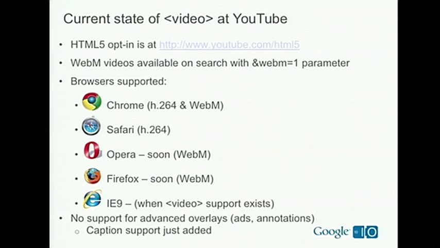We don't currently support certain advanced overlays like ads and annotations, which are implemented in Flash on our site. We will be working on support for those as time goes on. We did just add caption support this week. So right now it's actually only the default caption track. We still need to implement the menu and selection and all that fun stuff, but it should give you the default caption track for your language if the video has captions. And that's just done using JavaScript and the canvas tag for now.